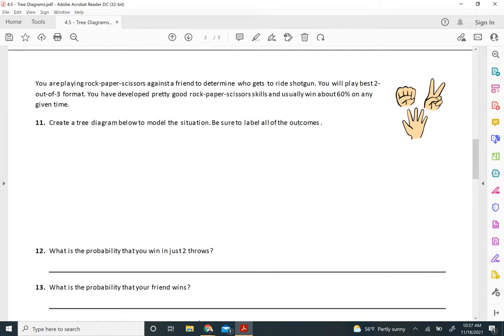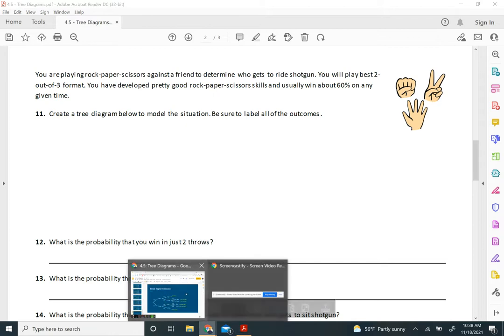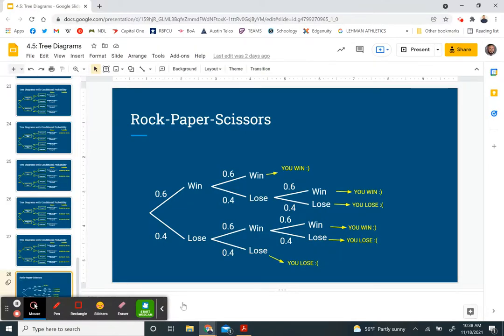This is talking about playing rock paper scissors against a friend. Who gets to ride shotgun? You'll play best 2 out of 3. You guys have all played rock paper scissors before. It says you usually have a chance of winning about 60% of the time. 60% is 0.6, or 0.60. Just remember that. You're going to create a tree diagram. I did this in the PowerPoint with most of the classes that got this far.